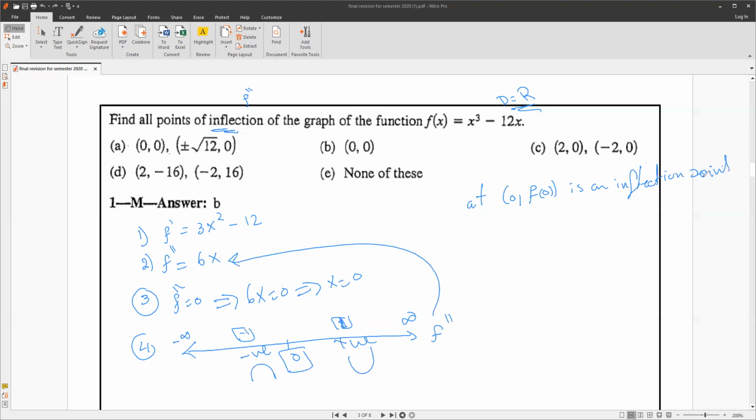Inflection what? A point. Replace 0 in the f, the original function, and it will be (0, 0). That is why our choice is B.